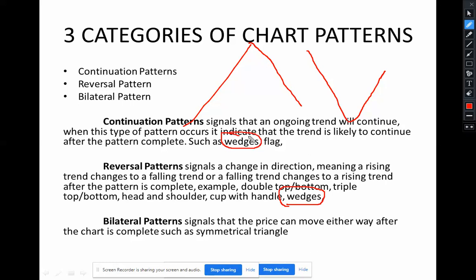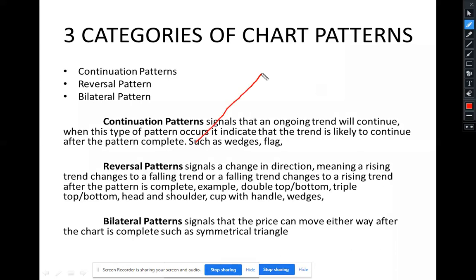There we have this as a continuation pattern, then we also have this as a reversal pattern. So the third category is the bilateral pattern. This one is just neutral. In a continuation pattern, if the market is moving up and gets stuck here, it will still continue higher. Or if the market is moving down and the market is ranging, it will still continue lower.